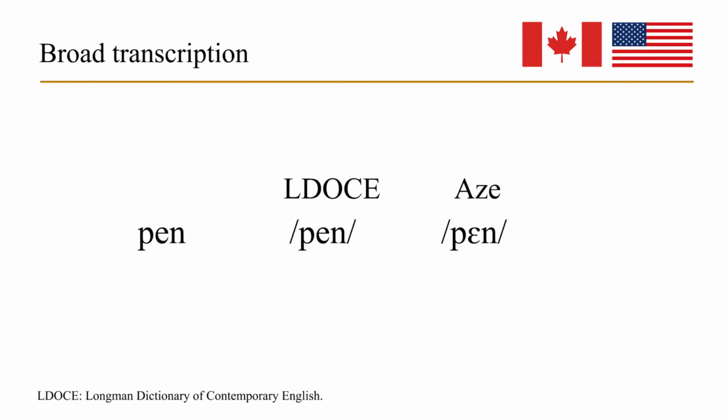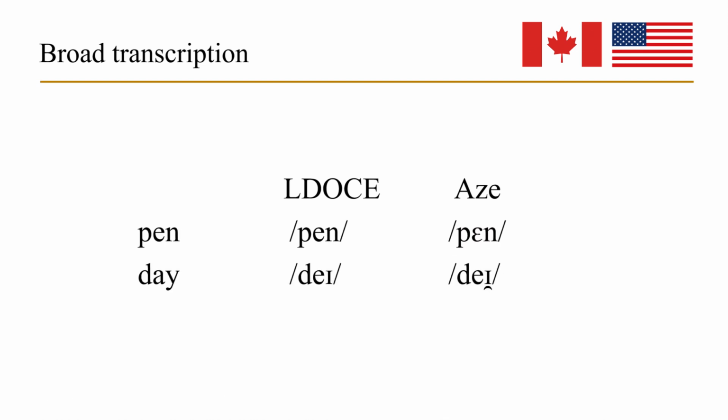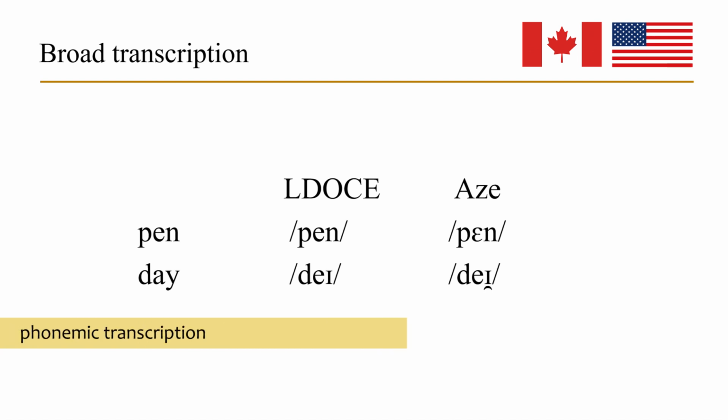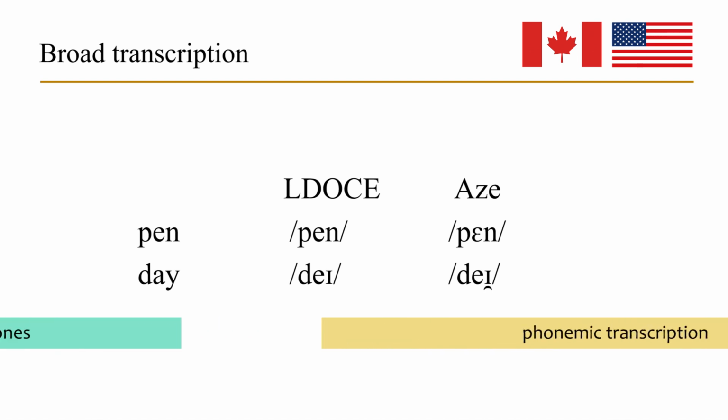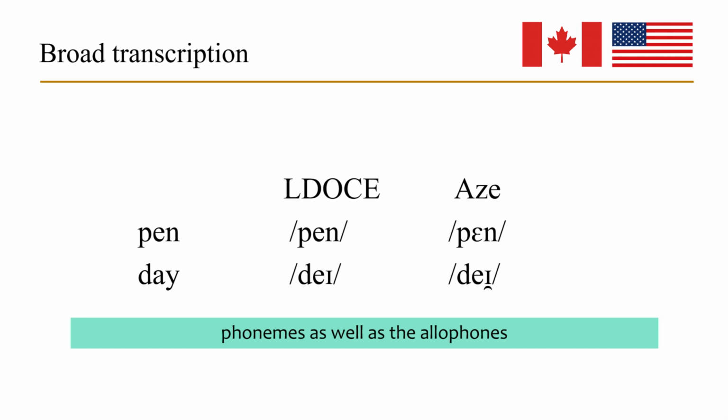If I tell you the word pen and you know the symbols, you should be able to write this. And then if I tell you the word day, you need to write it this way. Now, once we feel comfortable with symbols for sounds we already know, we can move on to symbols which are less familiar and sounds that we don't know how to write.